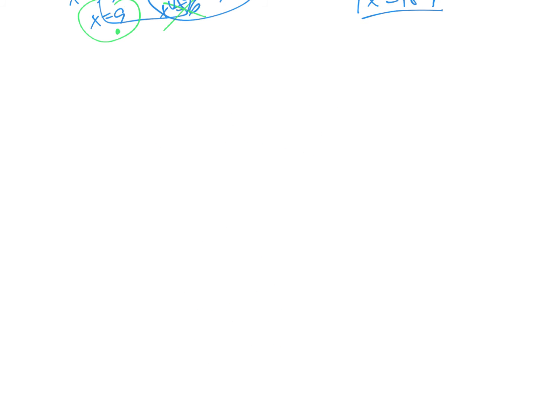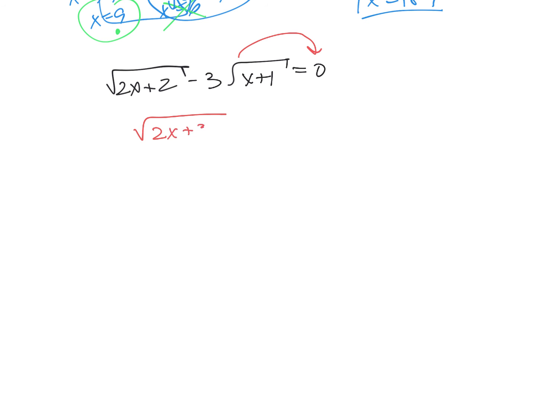Okay, so you could have one where we have the square root of 2x plus 2 minus, we're going to put a 3 there. Let me erase that. Minus 3 times the square root of x plus 1 equals 0. Okay, so I need to move that over first. So I have now the square root of 2x plus 2 equals 3 times the square root of x plus 1. Okay, so this one is isolated.